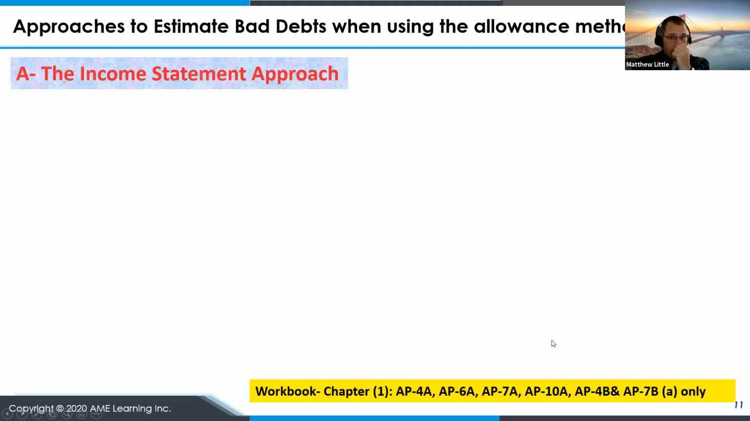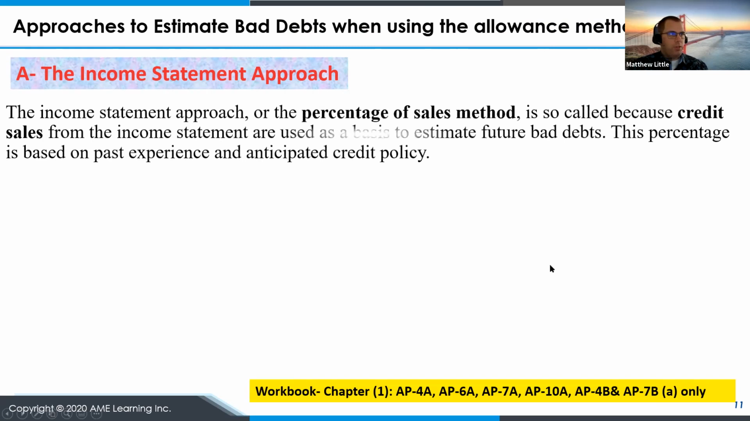All right, so there are different approaches on how to estimate bad debts when using the allowance method. First approach is using the income statement. So in this situation, the income statement approach, we also can call the percentage of sales method. Because it looks at credit sales on the income statement and uses it as a basis to estimate the future bad debts. The percentage applied is typically based on what we've experienced in the past.